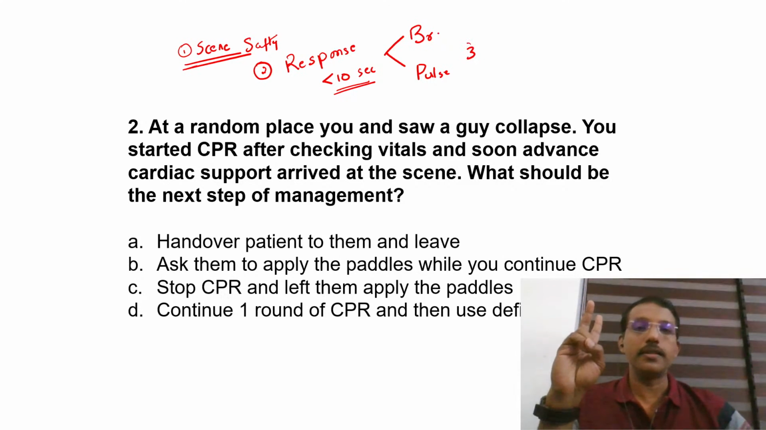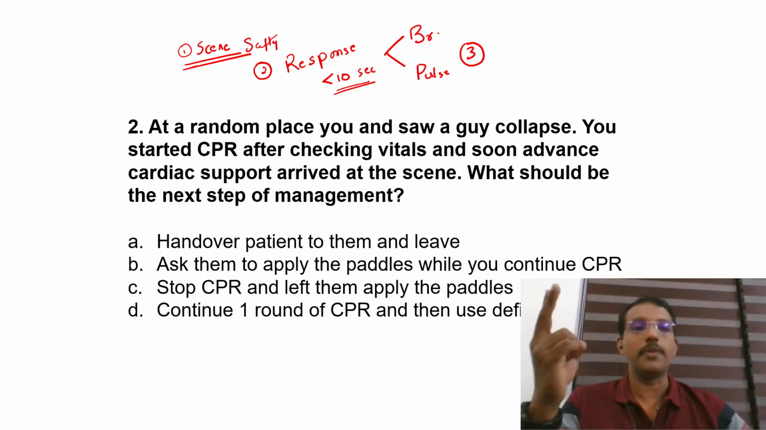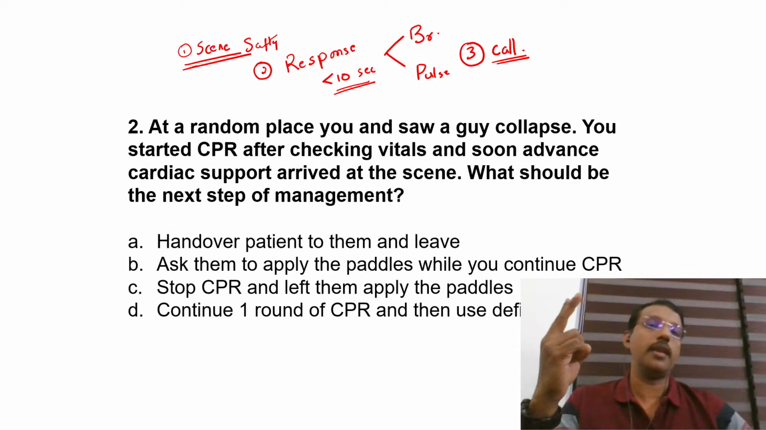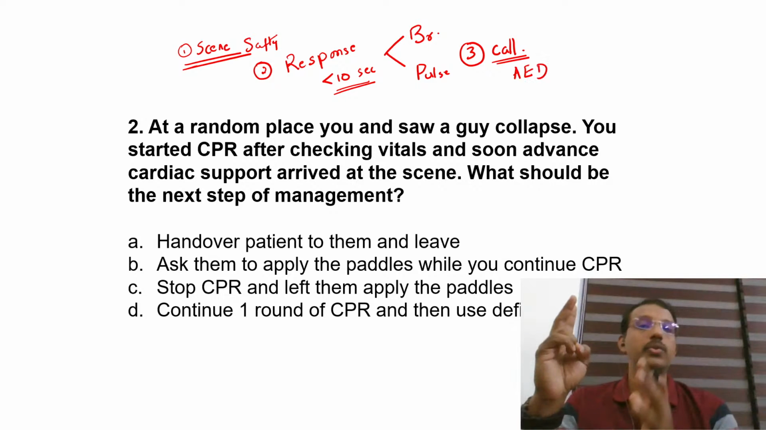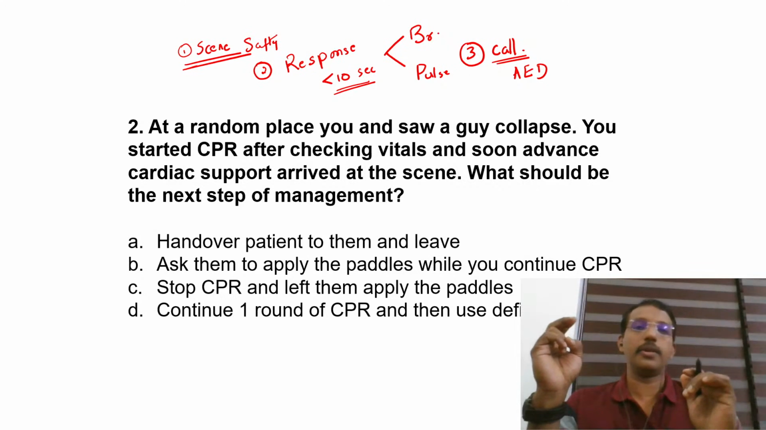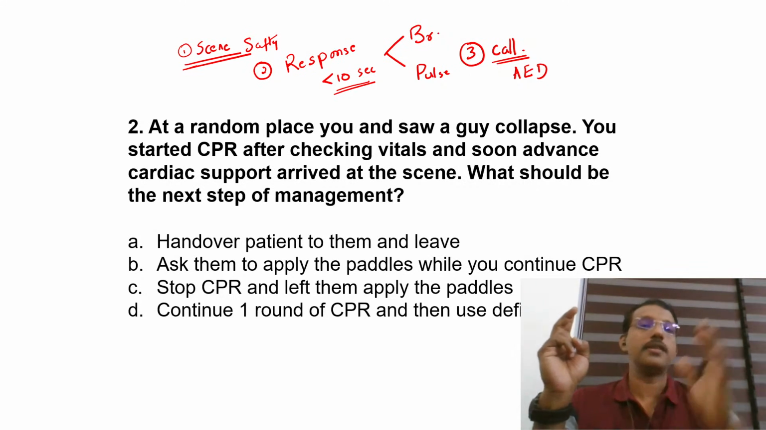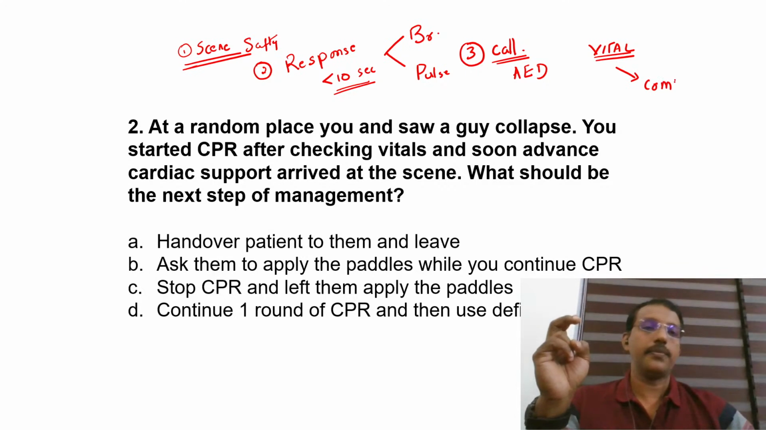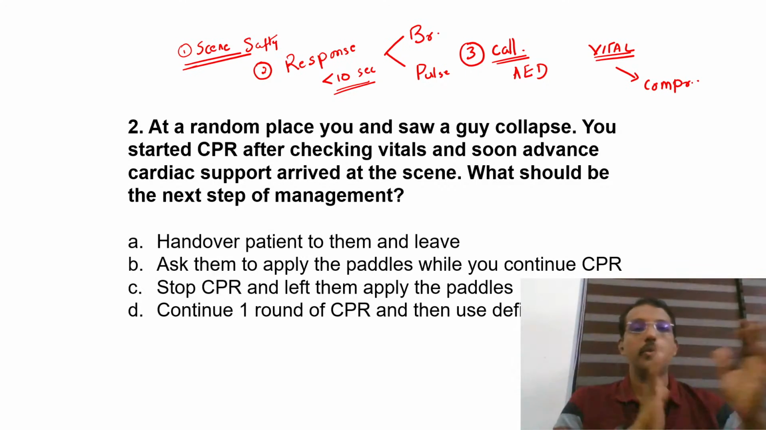Now, third, once patient is not breathing, no pulse, then you should ask for help. That is call for help. Call for help and ask them to get an AED. That is the third step. These steps or the sequence by which you do on a cardiac arrest has been repeatedly asked. Okay. So, scene safety, response and call for help. Now, then comes vital, again to confirm and start compressions. This is how you should do.